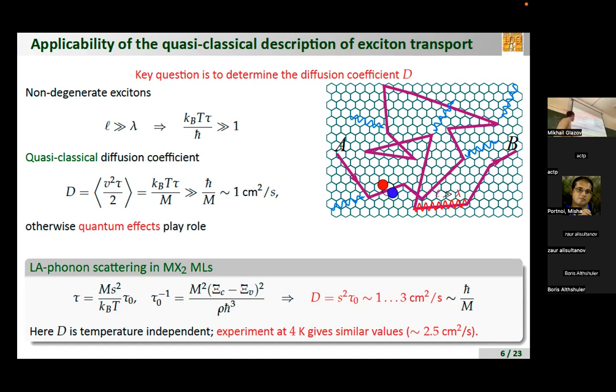So we can see that we are in fact on the borderline of the applicability of quasi-classical transport. And in fact, if you look at the experiment, for instance, at 4 Kelvin, you can get a value of the diffusion coefficient rather close to these crude estimates. So on one hand, everything looks reasonable. But on the other hand, strictly speaking, this condition is not fulfilled. So one can expect some other effects to occur, some interesting physics to arise.